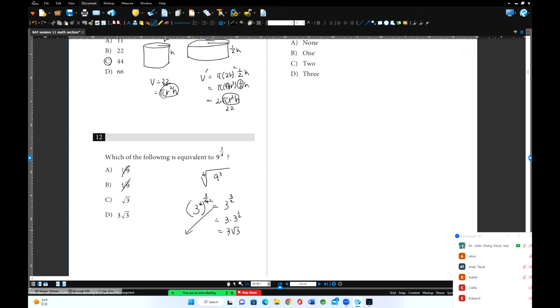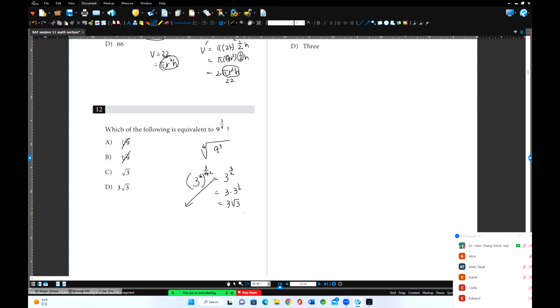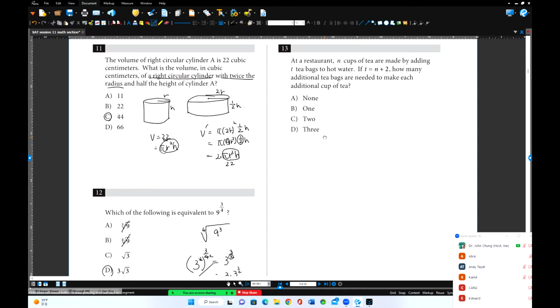Or you can go over here directly into the radical form. Okay, this is a square root, the index number is 2. Square root of 3 cubed. 3 cubed is 3 squared times 3. From here you can move the square out. So you can solve it this way too. So choice D is the answer, okay?